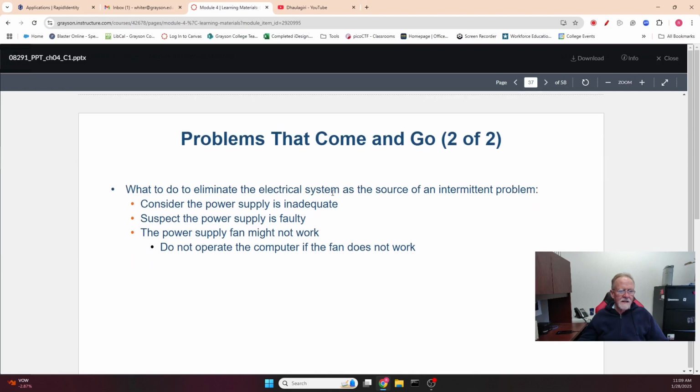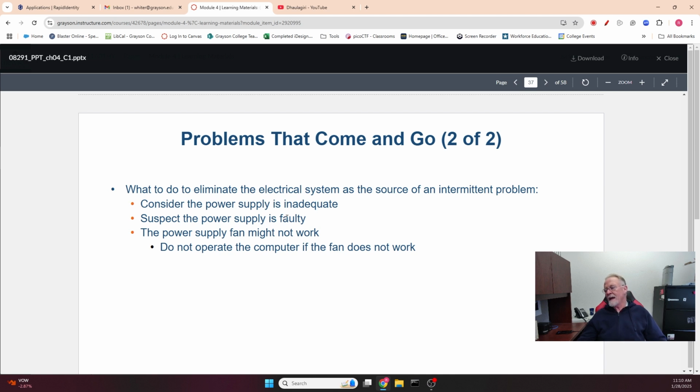What to do to eliminate electrical systems as a source of intermittent problems? Do an analysis of the system, add up the amount of power that you need, add that 35% in, and then see if your power supply is providing enough power. Maybe the power supply is faulty.